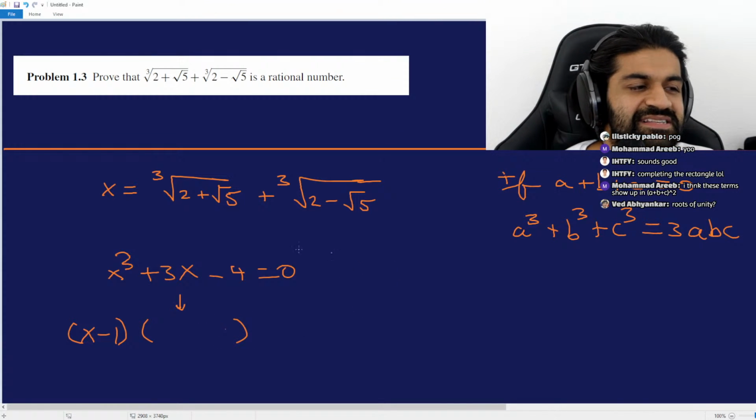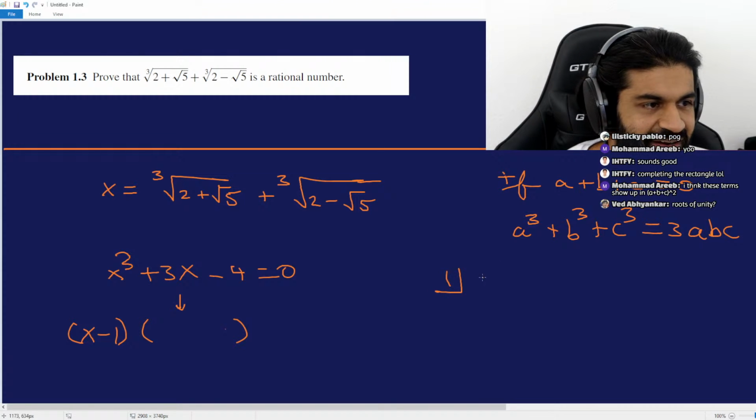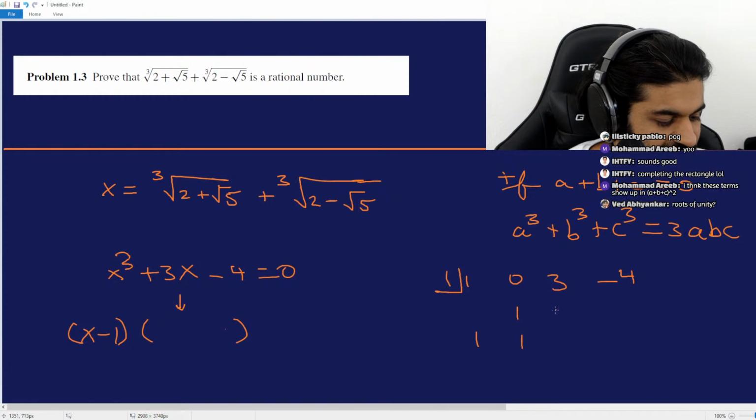Now we can use synthetic division to figure out what the other piece is going to be. So we can put a 1 here. This is 1, 0, 3, negative 4. So 1 plus 1 is 1, 0 plus 1 is 1. 1 times 1 is, wait a second, what am I doing wrong?